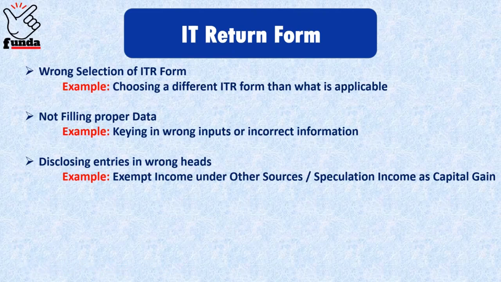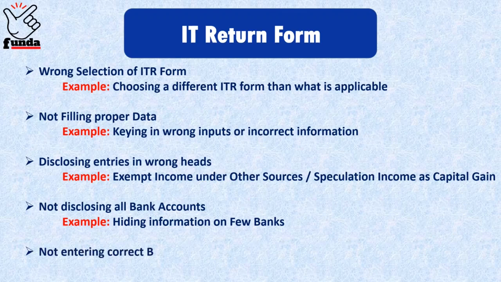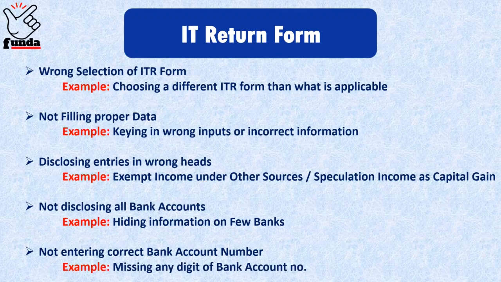You can also click the I button on the top right hand corner of your screen to watch the video. The next common and most purposeful mistake which a taxpayer makes is not disclosing all the bank accounts in the ITR. For example, showing only one or two bank accounts and hiding information on the other bank accounts. Please disclose all your bank accounts, whether savings or current, which are linked to your PAN. Another common mistake is entering wrong bank account details, for example, keying in a wrong bank account number. Here, utmost care must be taken to key in all the bank account data correctly, otherwise, in case of a refund, it will get delayed.